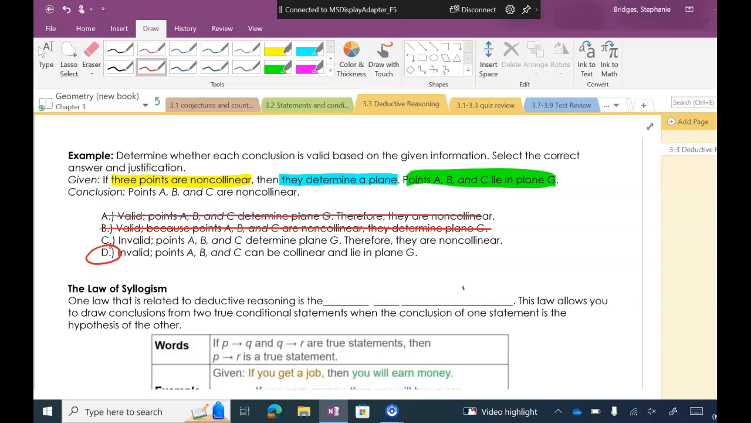Does that make sense a little bit? Yes. In order to use the law of detachment, they're going to restate the hypothesis, therefore you're going to determine the conclusion. Okay. I'll do some examples on this to help clear that up. Everybody ready?